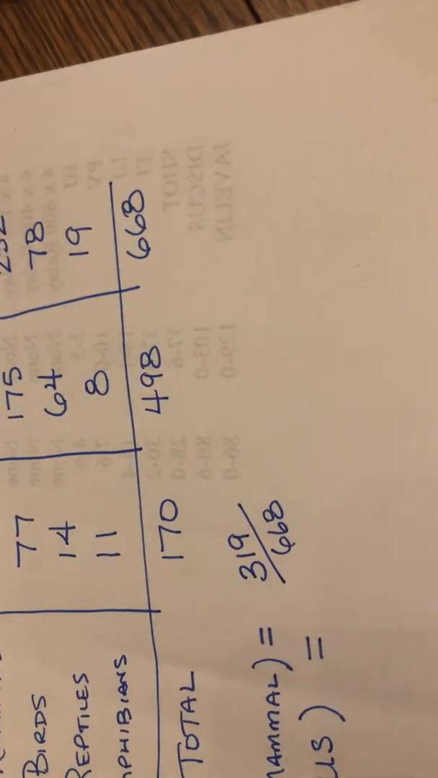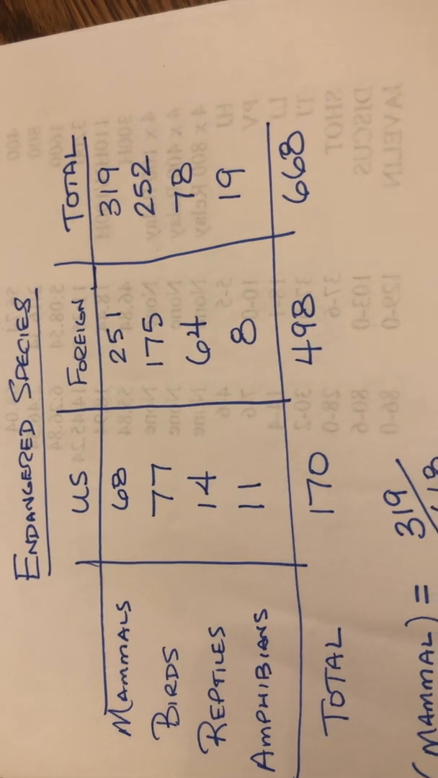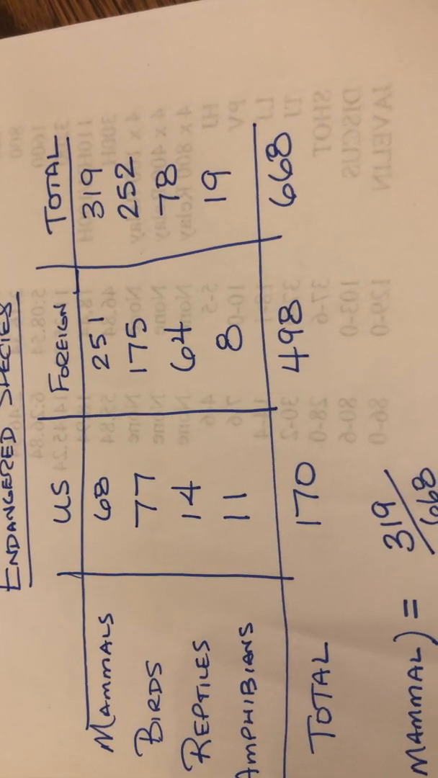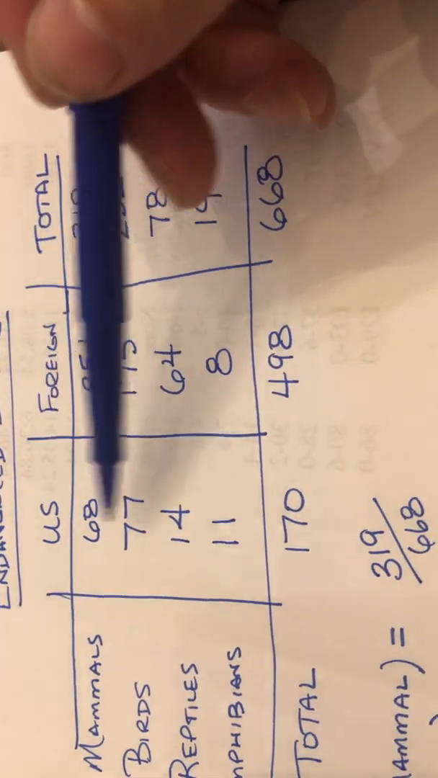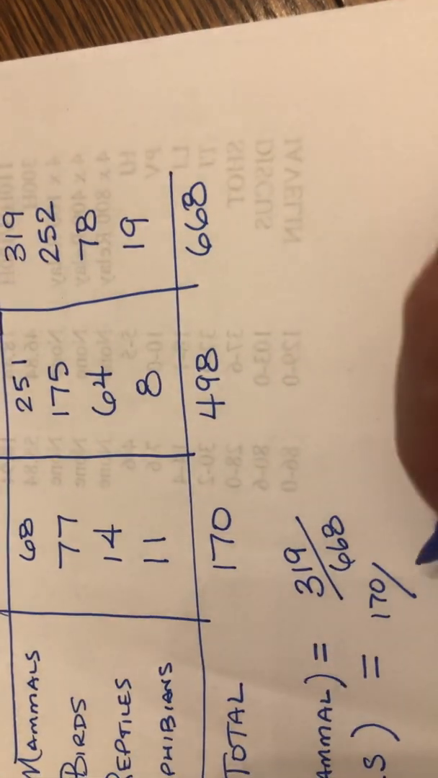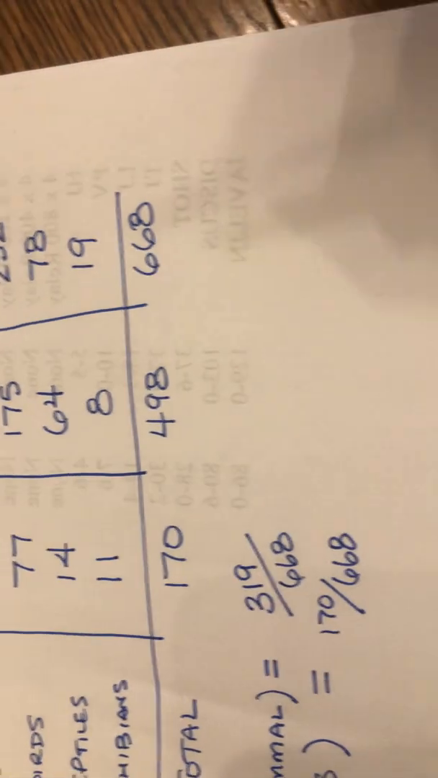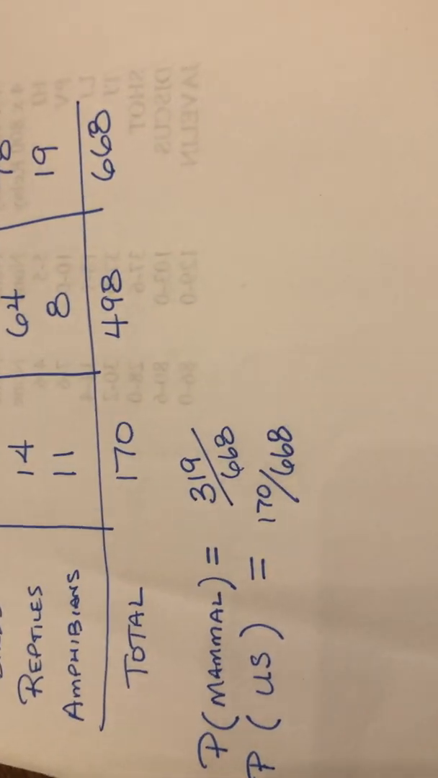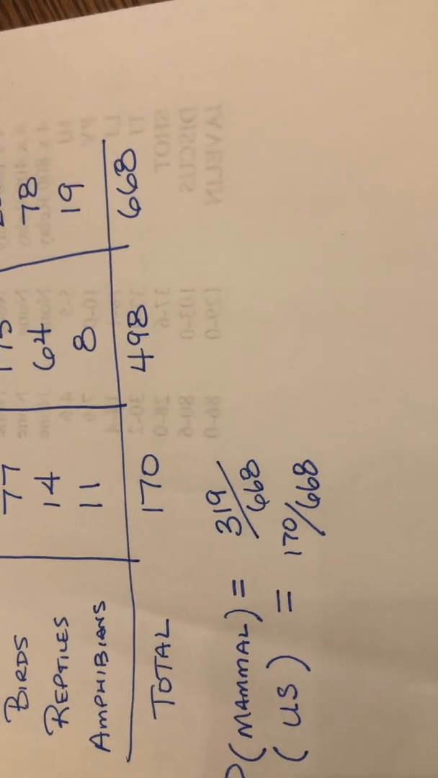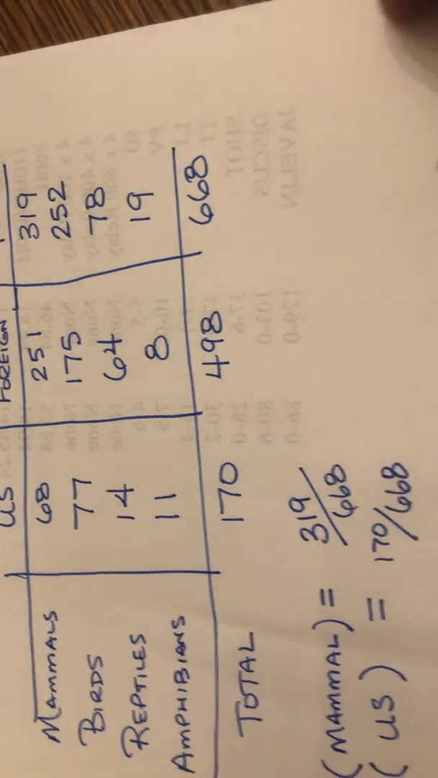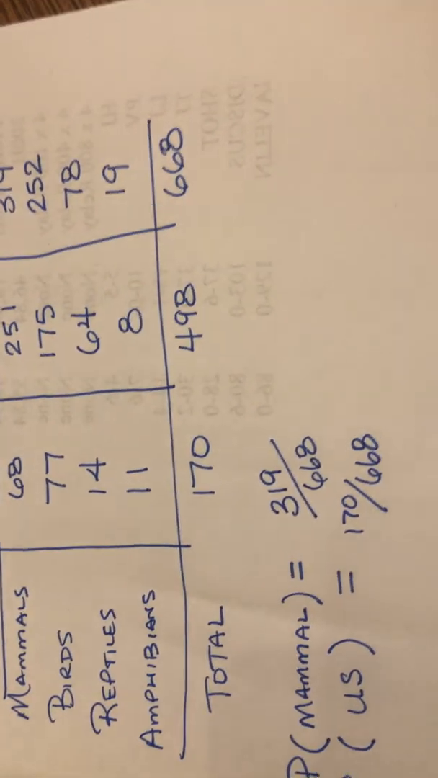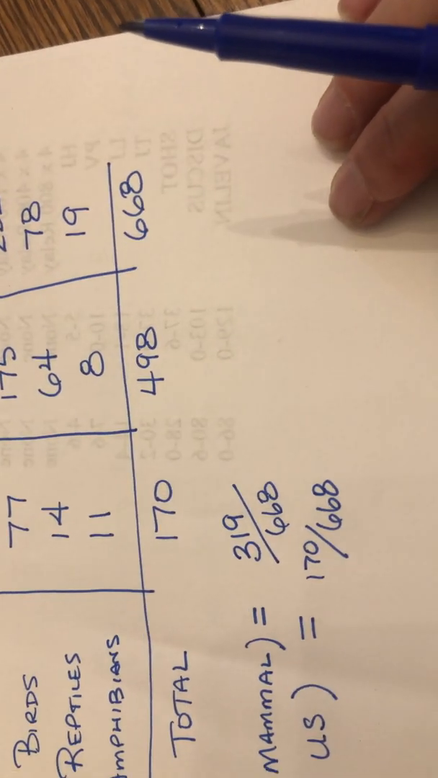Very simple probability. If I was to look at, okay, what's the probability that the endangered species is here in America, in the United States? Well, I again need to find the total number for the United States, 170, and divide that by the total, 668. Okay. Simple probability. Where probability gets a little more challenging, a little more complex, and I think this is what's confusing a lot of you, is when it starts to become situations where they're looking for more than one possible outcome.